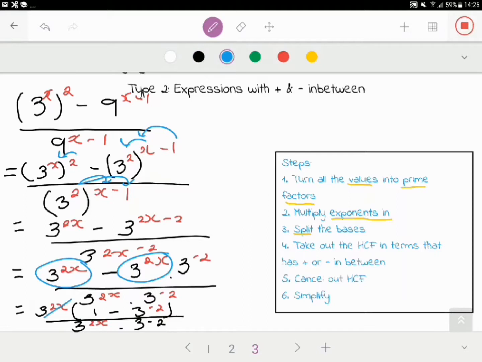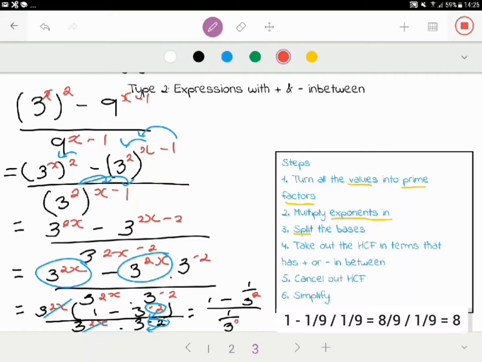Then our next step, 5, is to cancel out the highest common factor, so 3 to the power of 2x at the top and the bottom, and therefore our answer becomes 1 minus 1 over 3 to the power of 2 divided by, because the exponent is negative with the 3, it also needs to move to the bottom, and it becomes 1 over 3 to the power of 2. And that answer becomes 1 minus 1 over 9 divided by 1 over 9, and that equals 8 over 9 divided by 1 over 9, and your ending answer would then be equal to 8.